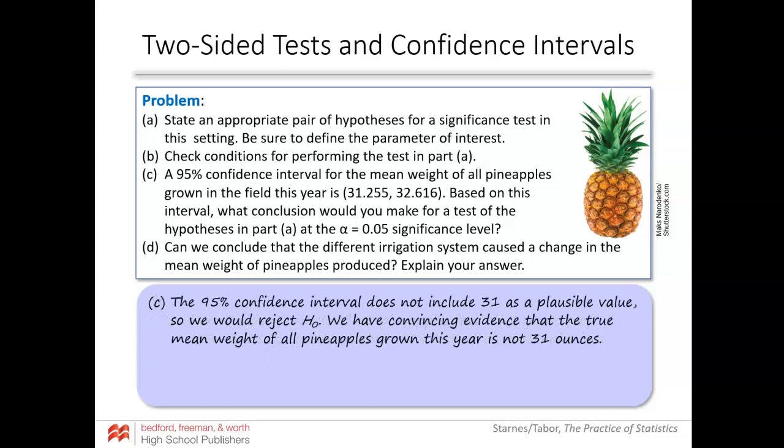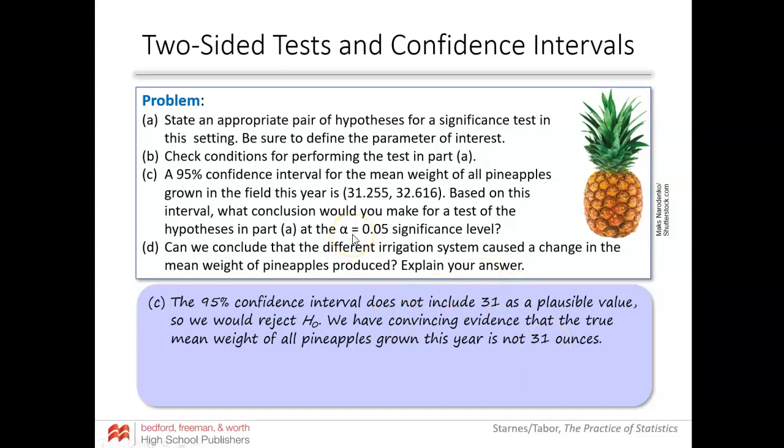Part C says, here's a 95% confidence interval. I think we actually had this problem back in chapter 8 when we did confidence intervals. And they talk about the mean weight of the pineapples this year being between 31.255 and 32.616. Because that confidence interval does not include 31 as a plausible value, that's enough evidence to say we can reject the null hypothesis at the 5% level. We do have convincing evidence that the true mean weight of all pineapples grown this year is not 31 ounces. Again, that's only at the 5% level, which they did state here in the problem.